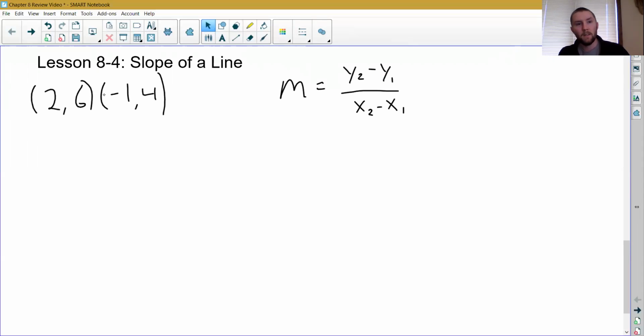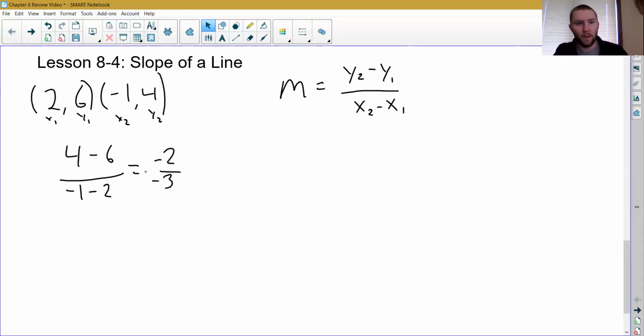-1, 4, right? So I can do 4 minus 6 because this is y2 and this is x2 and this is y1 and this is x1. 4 minus 6 over -1 minus 2. I end up with -2 over -3. The negative signs can cancel out and my slope would be 2/3. Right, so this formula is super, super important. It needs to be in your notes. You need to be familiar with it. Anytime, as long as we can get 2 coordinate points, we can always find the slope.